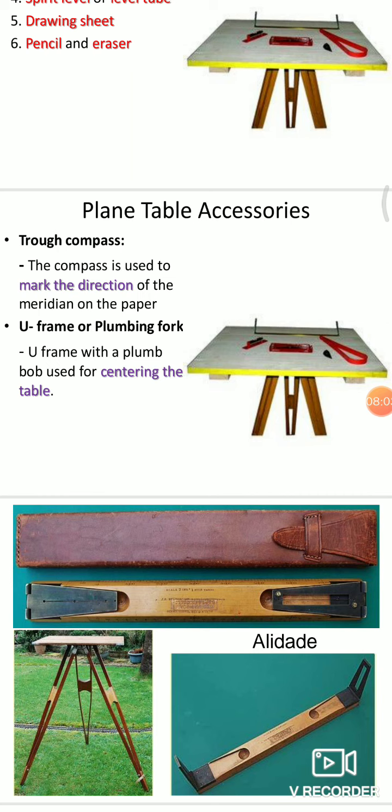In this trough compass, the north meridian is marked. When we place this compass on the drawing board, it indicates the north direction.